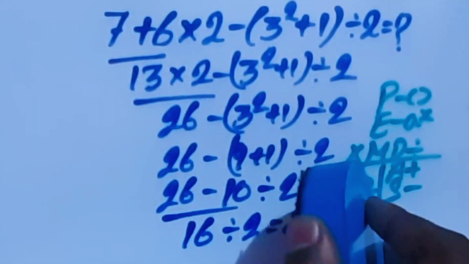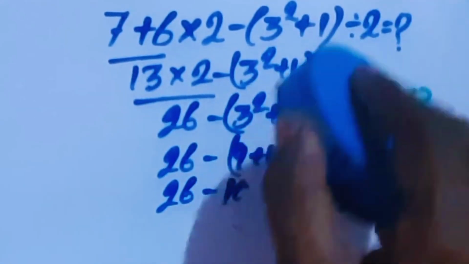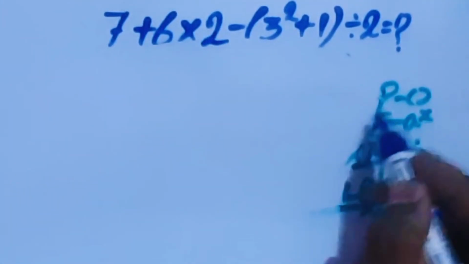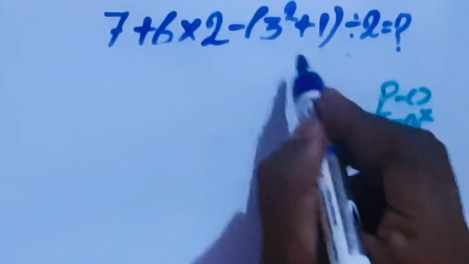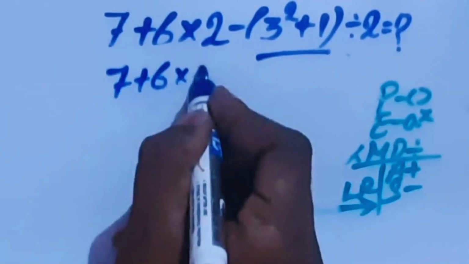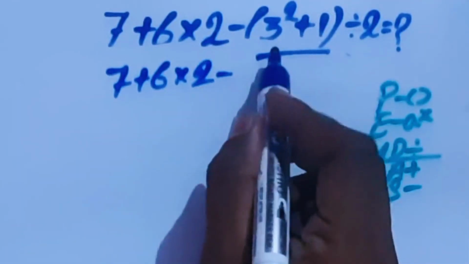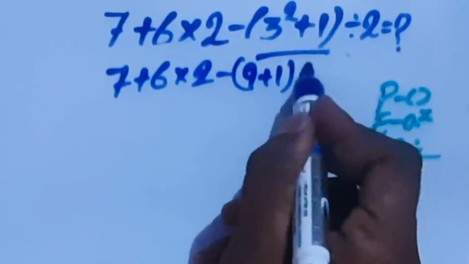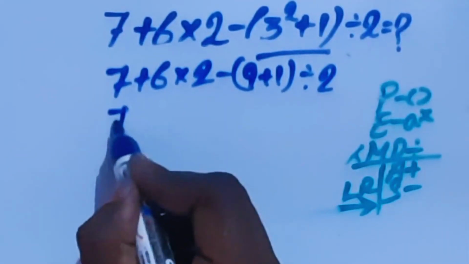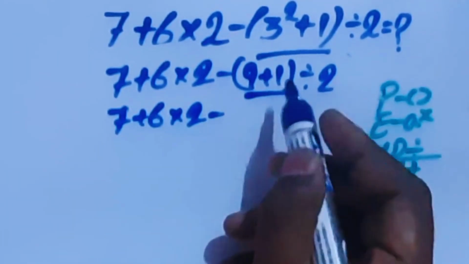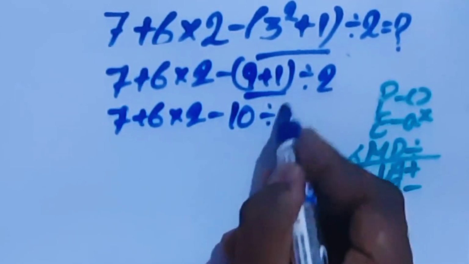Now we are going to solve this problem in the correct way by using the order of operations PEMDAS. Here, as per PEMDAS, the bracket is higher priority, so we have to do this bracket before any other operation. So 7 plus 6 times 2 minus the bracket, here 3 square plus 1, divided by 2. Here 7 plus 6 times 2 minus the bracket, 9 plus 1 is 10, divided by 2.